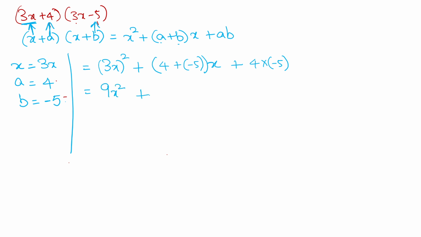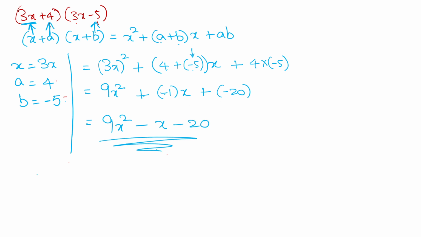That is equal to, can I write it as 9x² plus (4 plus of minus 5)? What did I tell you? When one is positive and another is negative, you have to subtract: 5 minus 4 is 1. But the bigger number has the minus sign. This is the bigger number 5, so it has minus. So it is minus 1 into x, plus 4 into minus 5, it is minus 20. And when I simplify the signs, 9x² plus of minus 1x, 1x or x, both are the same, plus of minus 20.